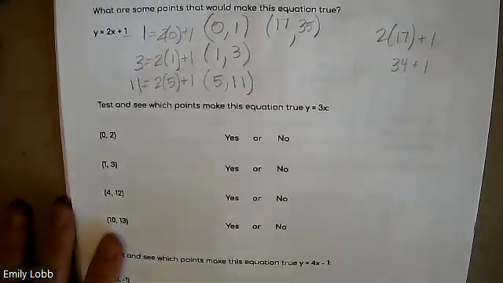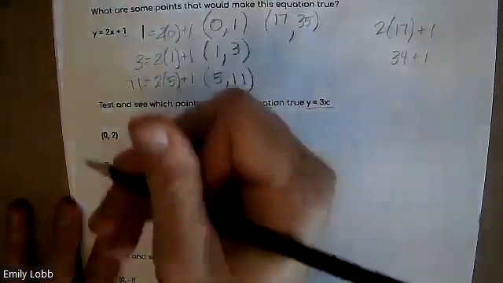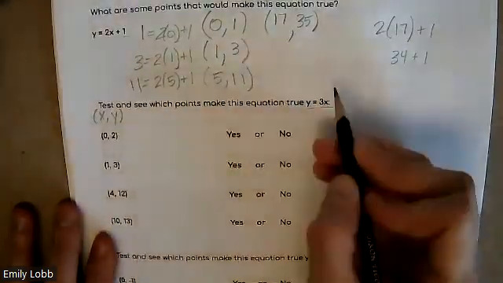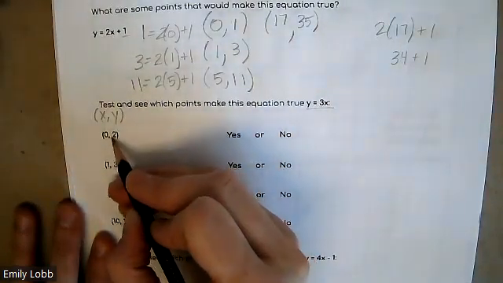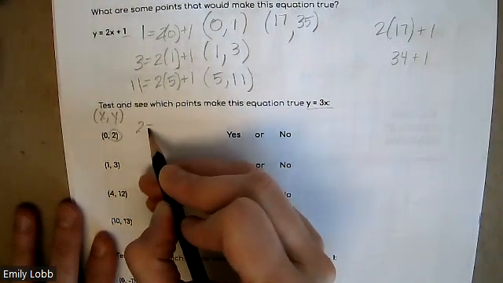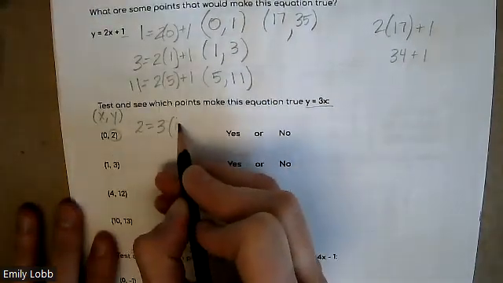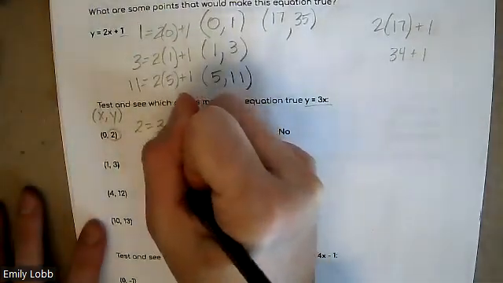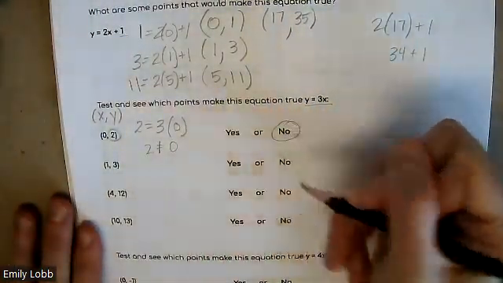They're giving us now an equation, and we're testing it to see if it makes it true. So remember, these are always listed as x, y. So we're putting in x for x and y for y. What are we putting in for y here? 2. So 2 is equal to 3 times what? What is x? 0. Be sure you're showing this work. Does 2 equal 0? No. So we're going to say no.